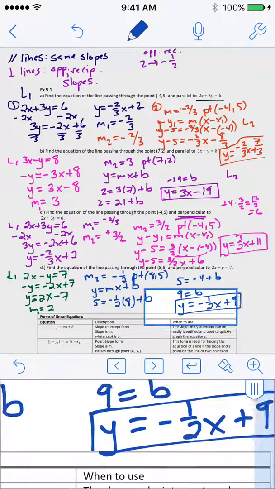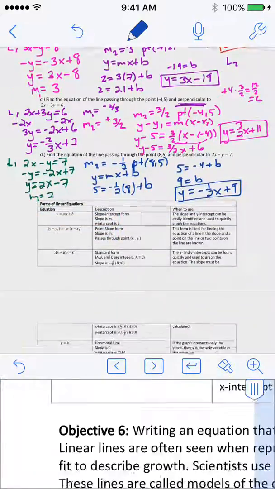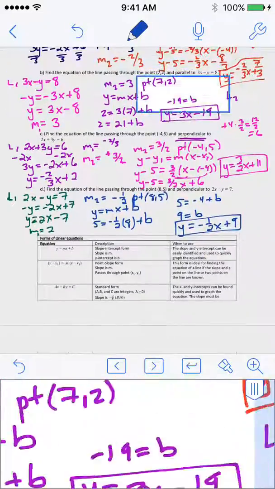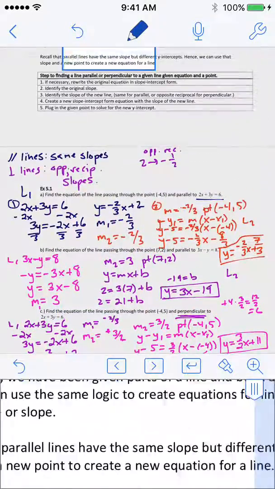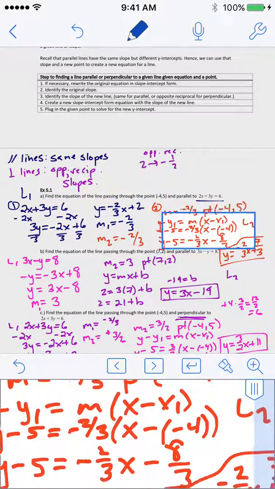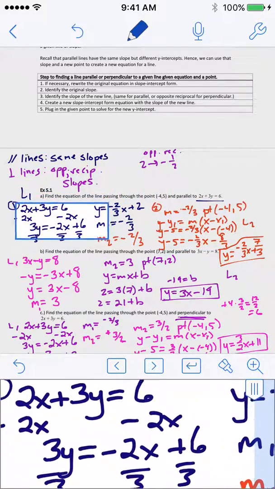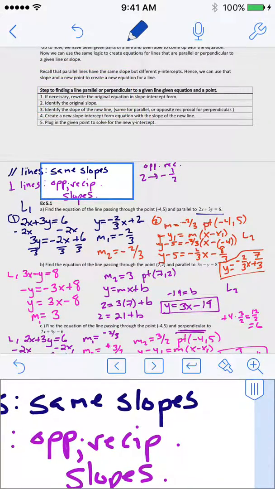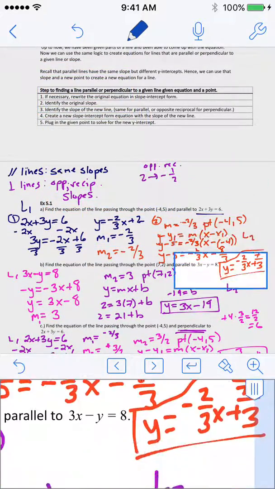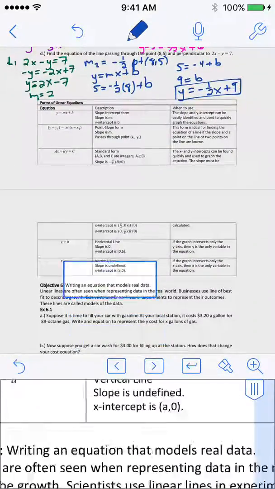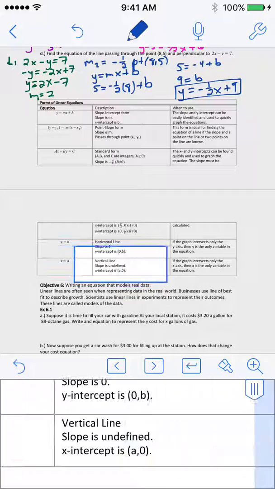Alright, that is parallel and perpendicular lines. The last thing we're going to talk about is modeling real data, but let's just review this part real fast. So finding a parallel or perpendicular line, you first need the slope, then you need to find out whether you need the same slope or an opposite reciprocal slope, and then you solve it given point-slope form or slope-intercept form, either one. That's pretty much summarized in these forms down here.